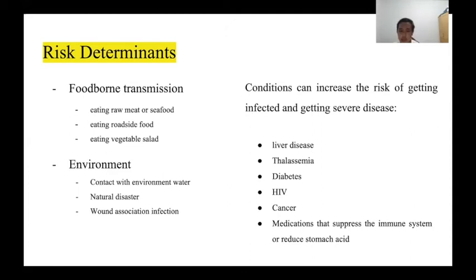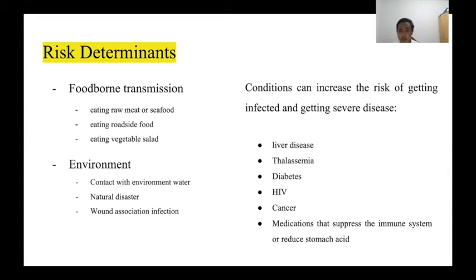The risk determinants or risk factors of Vibrio illness or infection can be divided into two, depending on the transmission. The first is foodborne transmission. People can get Vibrio infection when eating raw meat or seafood, roadside food, or vegetable salad, and raw food such as meat or seafood is the most common cause of Vibrio infection.